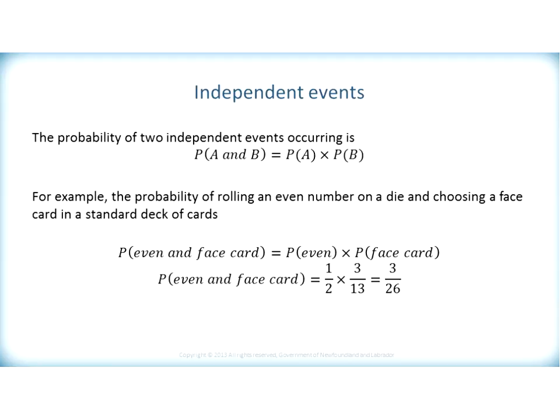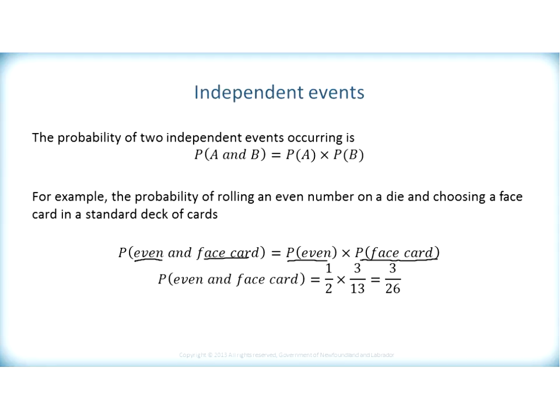Independent events: the probability of two independent events occurring, the probability of A and B, is the probability of A times the probability of B. Recall that for independent events, the probability of event B does not depend on the probability of event A. For example, the probability of rolling an even number on a die and choosing a face card in a standard deck of cards. The probability of an even and a face card is the probability of an even times the probability of a face card.